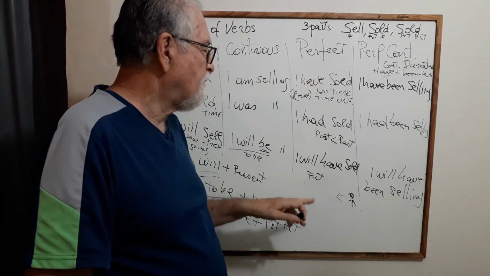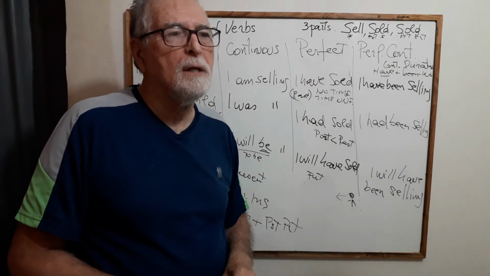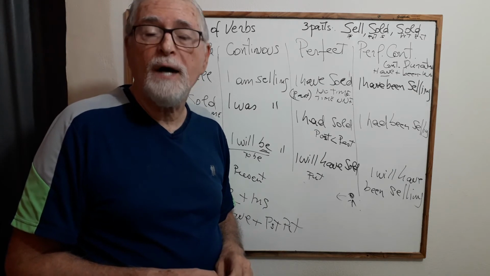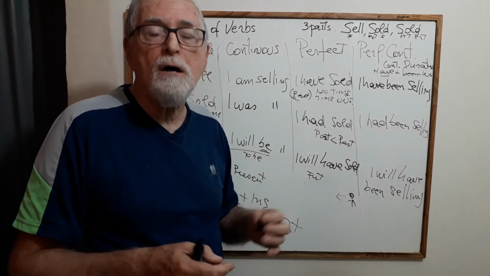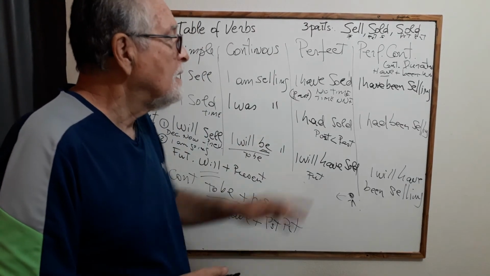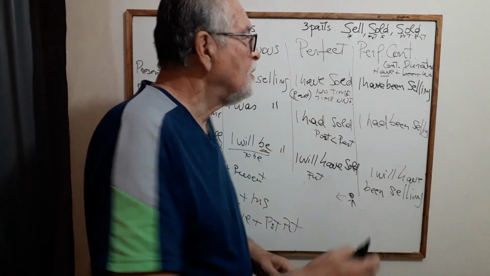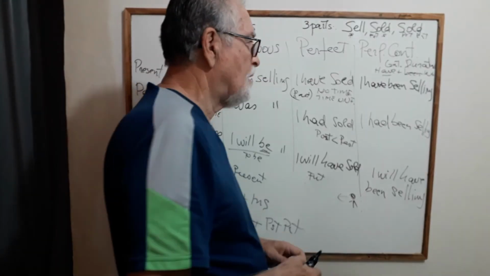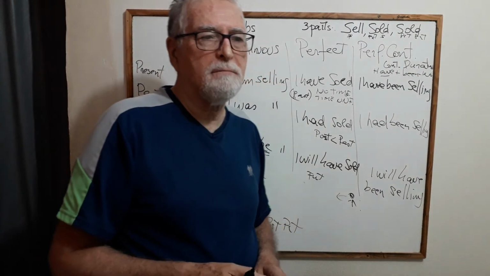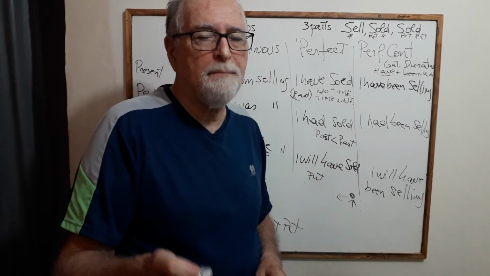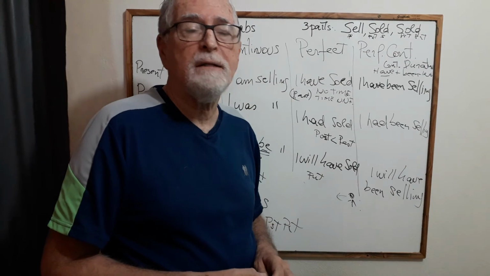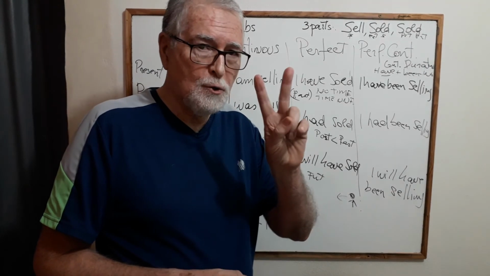The future perfect. I will have sold. I will have done. By the end of this year, I will have done a lot of videos. I hope. Okay, that's the perfect. The perfect continuous, we know, is only when there is duration. I have been taping videos for 2 years.